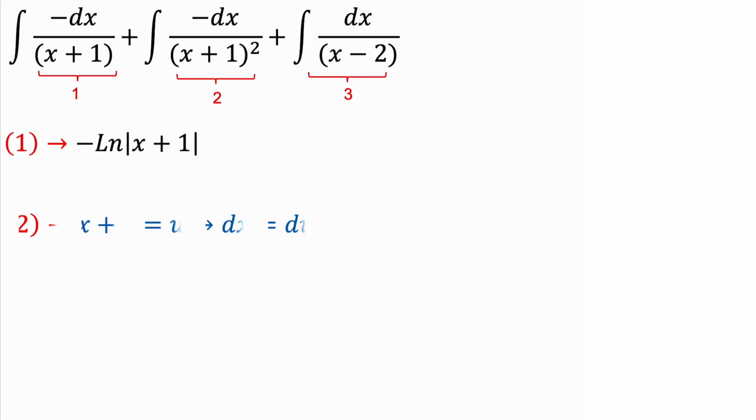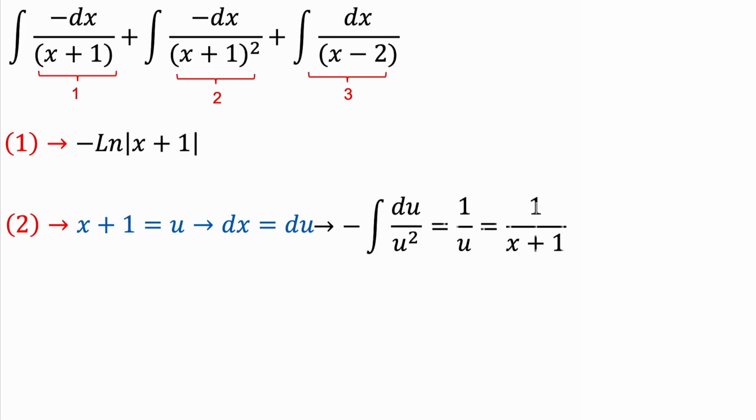The second one has a second degree denominator. If we take x plus 1 as u, tell me the derivative of x plus 1. Good! Do you have dx in the numerator? Yes, we have an extra negative, which we will keep aside for now. It became negative du over u squared. Then u squared comes up, and we already know its integration method. U to the power of -1 over -1. Do not forget that negative sign in front.